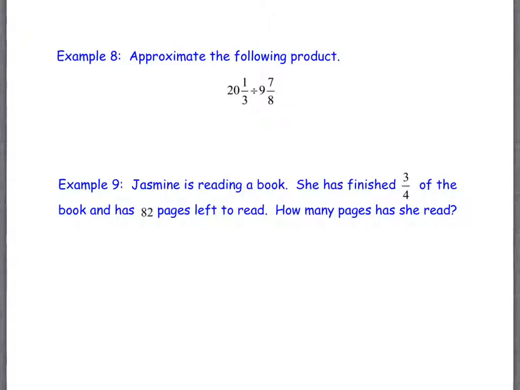This is an approximation problem. Oftentimes, approximation is good enough to actually state your answer. And so this is an example where you might want to do that. Approximate the following product. If I have 20 and 1/3 divided by 9 and 7/8, what values could I use that would be easier to work with than the values that were given if approximating is all I want to do? Yeah. This would be much easier if it simply said 20 divided by 10, wouldn't it? And it's going to be very close. What is 20 divided by 10? 2. So this is approximately 20 divided by 10, which has the value of 2.